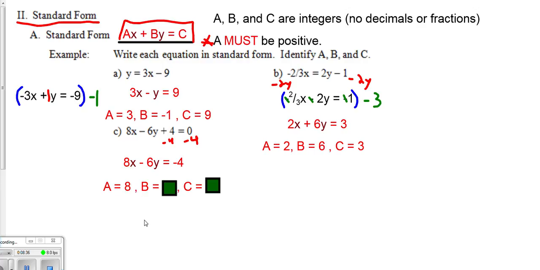So again, A is in front of x, it's 8. B is in front of y, it's a -6 because it's minus, it's a negative. And C is that -4. So that was changing these into standard form and identifying A, B, and C.